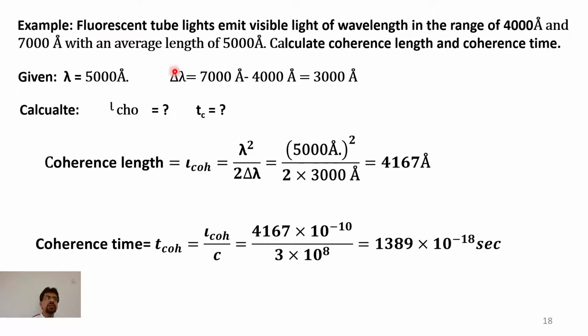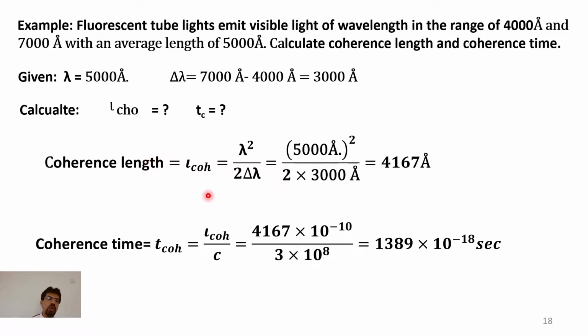The first example is: a fluorescent tube light emits visible light of wavelength in the range of 4000 angstrom to 7000 angstrom, with average wavelength 5000 angstrom. Calculate the coherence length and the coherence time. Students, first you have to write the given things here. The wavelength lambda is given, equal to 5000 angstrom, and you have to calculate del lambda, the difference between the two wavelengths. Therefore del lambda is equal to 7000 minus 4000, which is 3000 angstrom. So you have to calculate the coherence length and the coherence time.